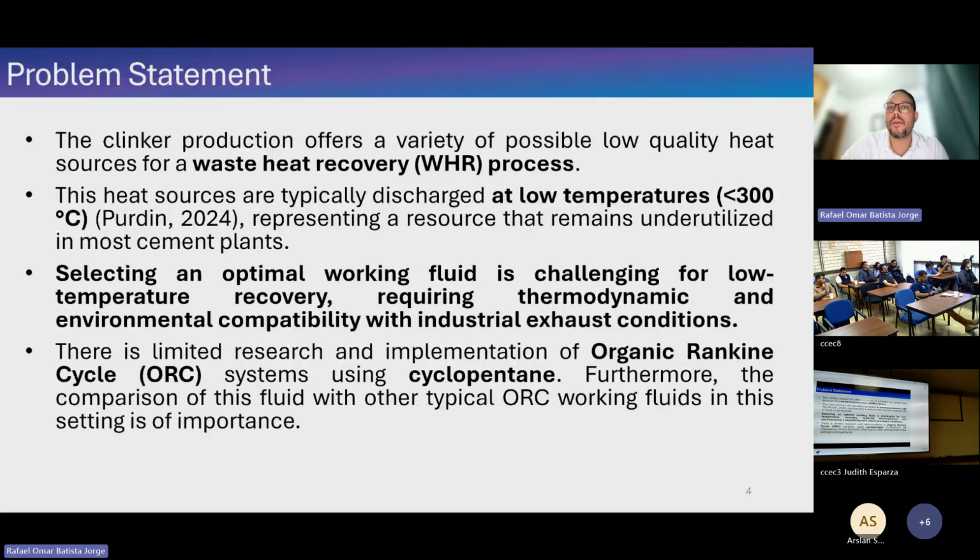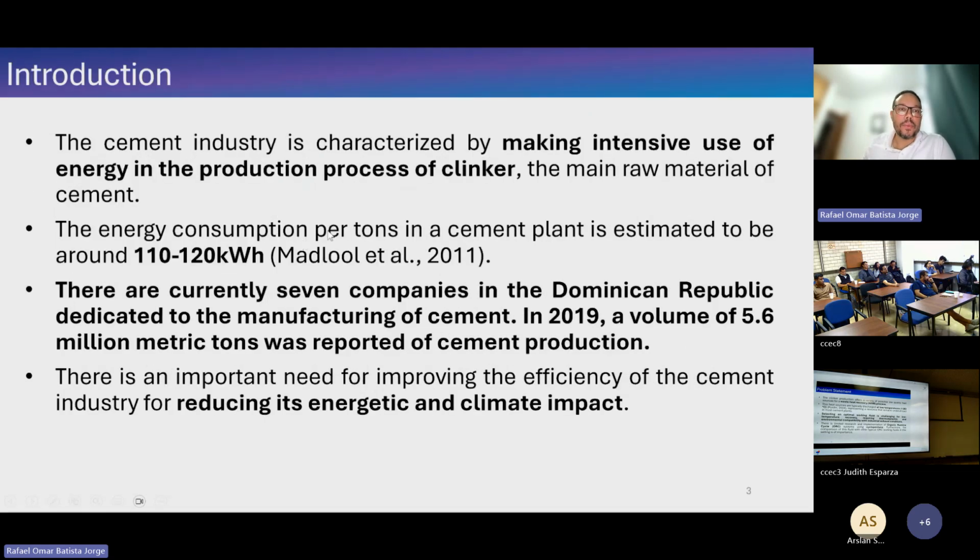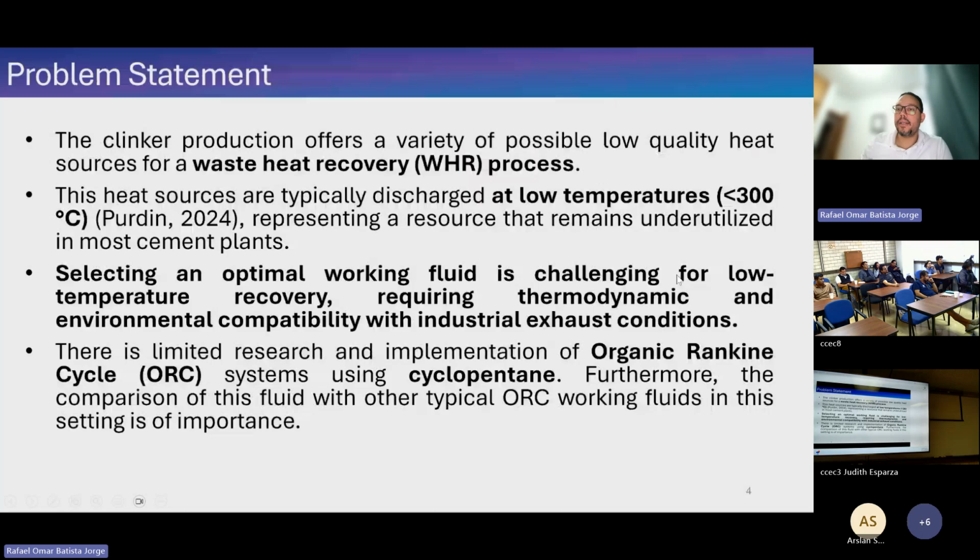Clinker production offers a variety of possible heat sources for a waste heat recovery process, right? There are a lot of heat sources, but they are of low temperature, and of course, they are qualified as low-quality heat. So typical Rankine cycles for waste heat recovery won't have much efficiency for capturing this waste heat, right? So selecting an optimal working fluid is challenging for low temperature recovery, requiring thermodynamic and environmental compatibility with industrial exhaust conditions.